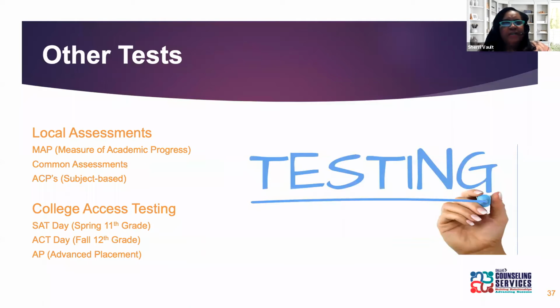So some of the other tests that we administer in the district, we administer the MAP test, which is the measure of academic progress, common assessments, and ACP tests, which are subject-based tests. All of these local assessments are meant to determine how well instruction and learning are going with our students. How well are they progressing? Are they on grade level? Are there gaps in the learning?